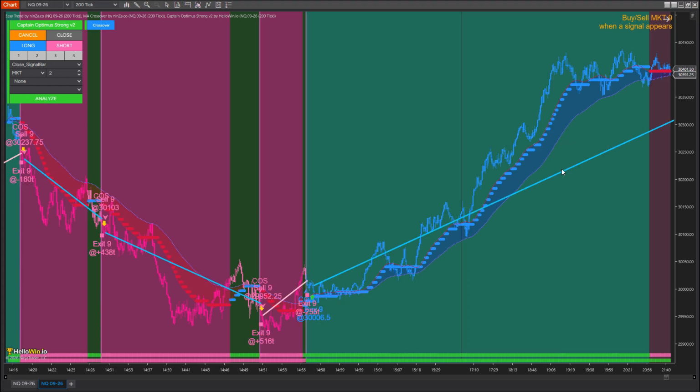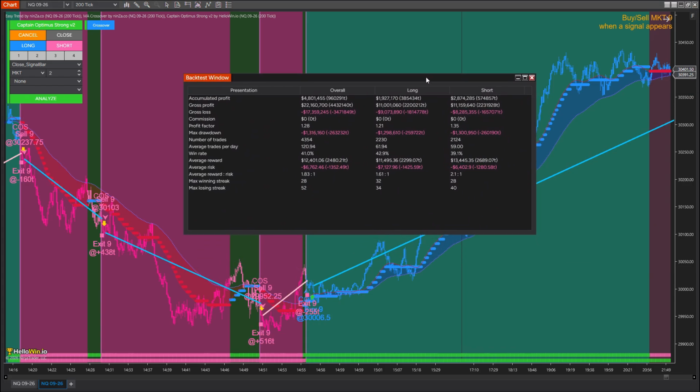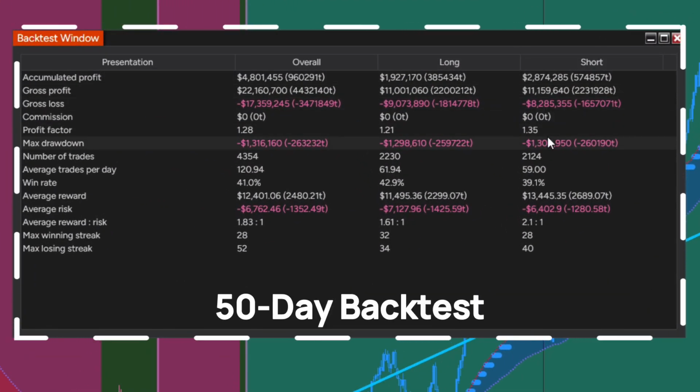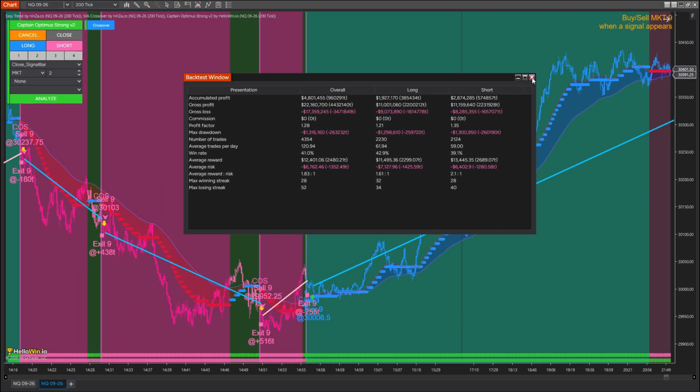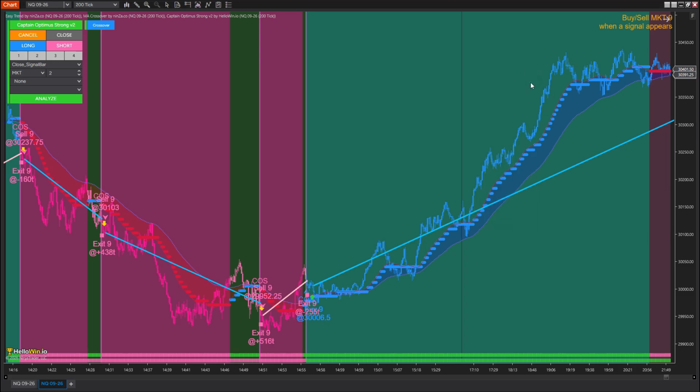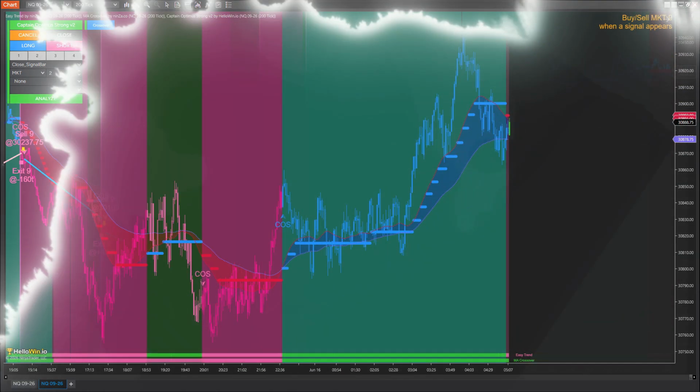In this example, I'll run a backtest on the most recent 50 days. The goal is not to deeply optimize every parameter, but to quickly check whether the Easy Trend and crossover condition set, when combined with the order management engine of Captain Optimus Strong V2, can produce results worth reviewing.